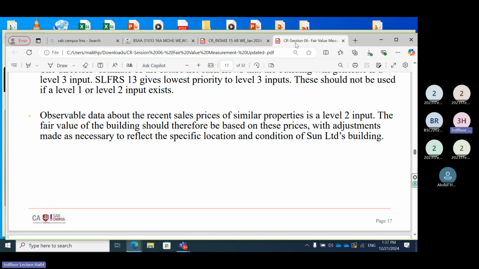It depends. So then the value may be impacted. So then you have to change that price according to the specific location. You need to make an adjustment over there.